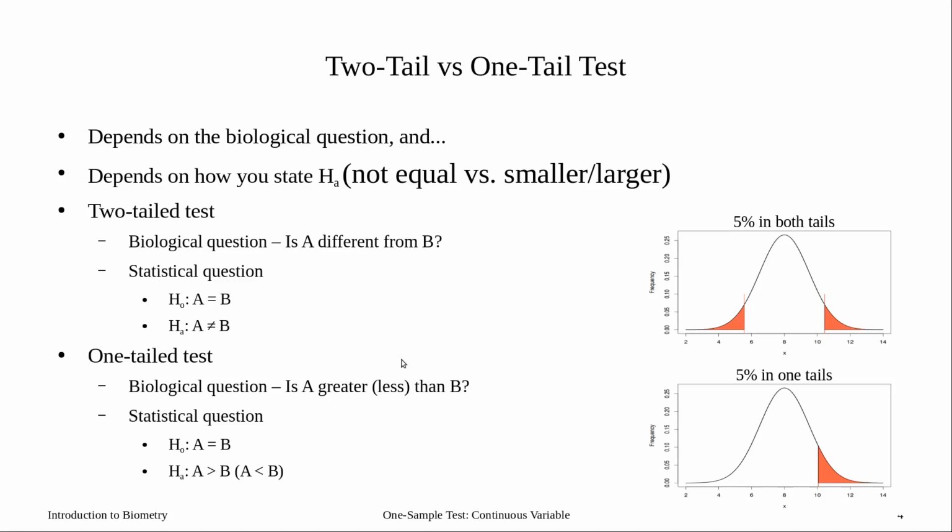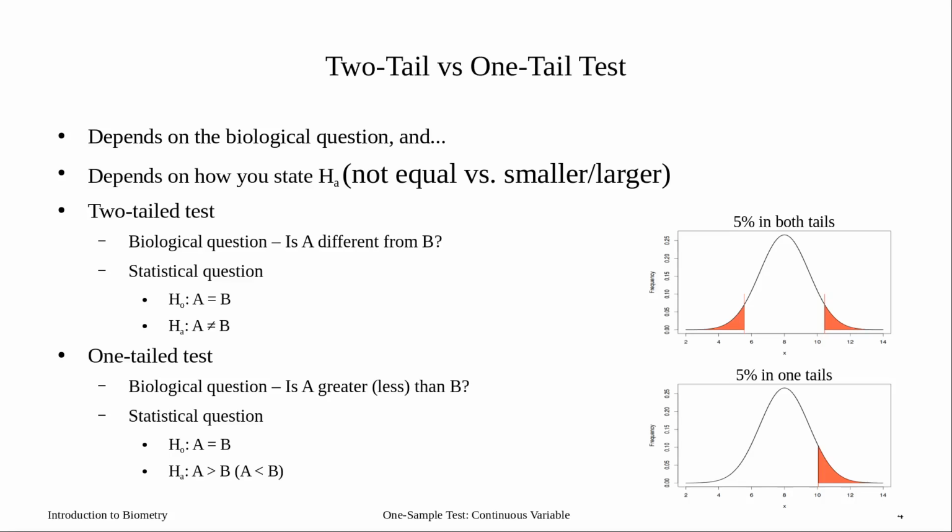Now, when we do a hypothesis test, we can have either a one-tail test or a two-tail test. The decision to run a one-tail versus two-tail test depends on the biological question that we're asking, and that depends on how you would state the alternate hypothesis. Most of our biological questions revolve around, is this sample mean equal to this other sample mean? And then our alternate would be they're not equal.